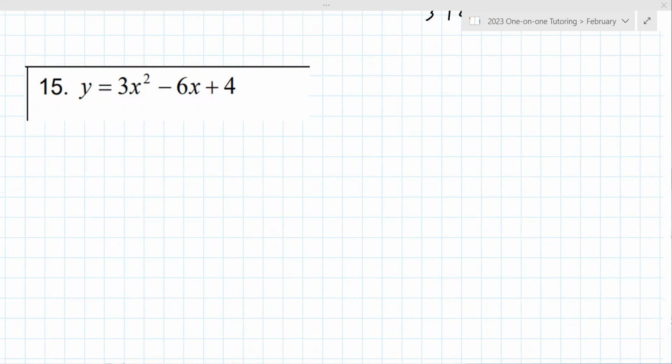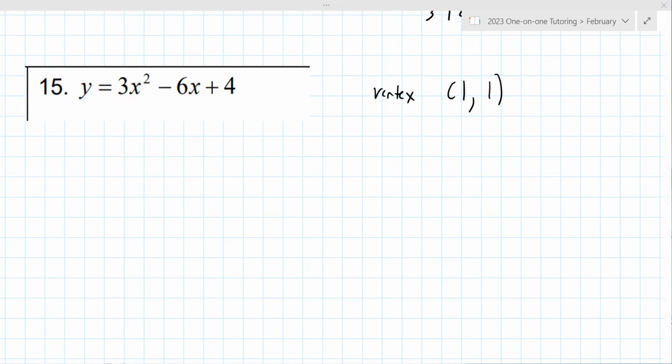So then the vertex, negative of -6 is 6 over 6 equals 1. So then x equals 1. So then plug 1 in, so then it's 3 times 1 squared is 3, so then 3 minus 6 is -3 plus 4 is 1. So I got 1, 1 for my vertex. Really good.